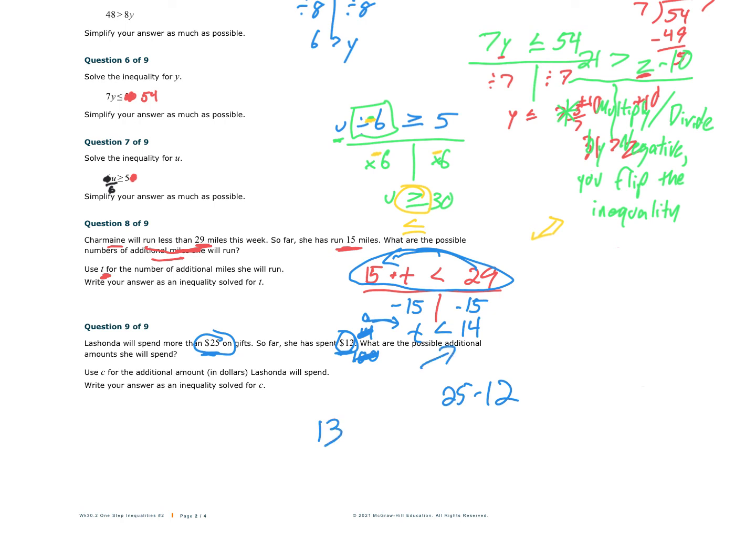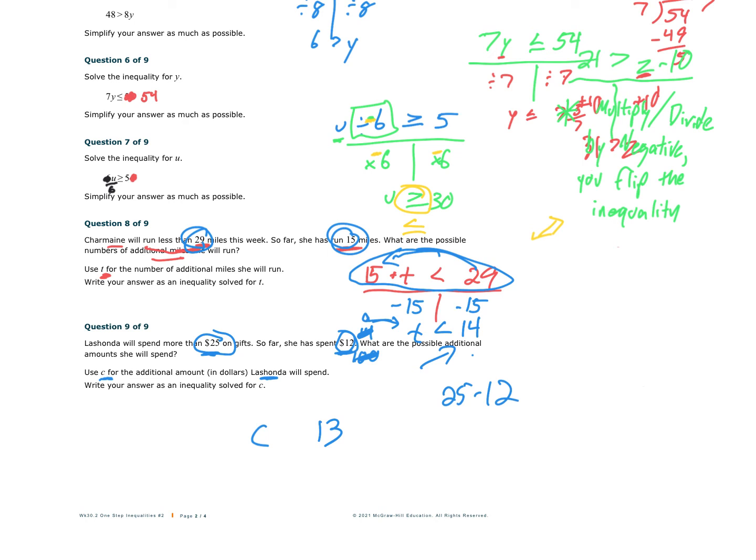Just like above, I ended with 14. I look back at here and 29 minus 15 is 14. Okay, so I'm just doing that in my head right off the bat. Okay, so what are the possible additional amounts she will spend? Use C for the additional amount LaShonda will spend. Okay, so C and 13 is what I'm going to use. So now I just need to figure out what inequality I want to do.